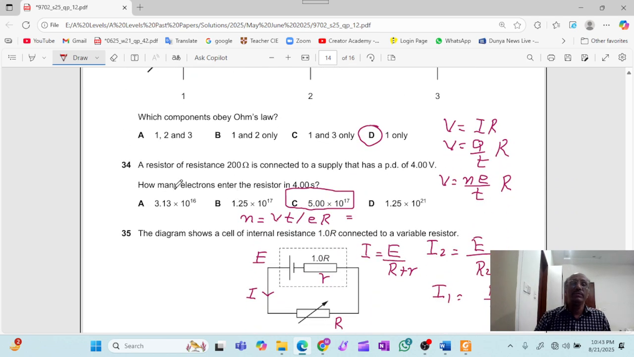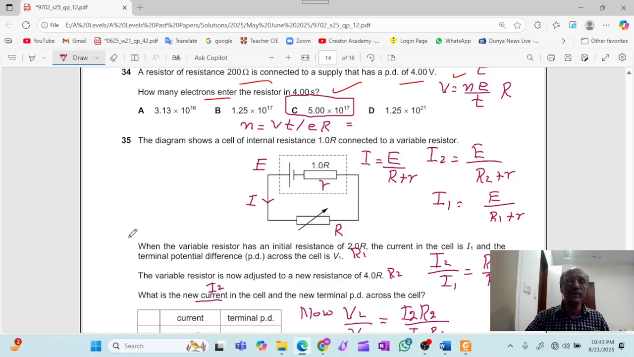Question 34: the resistance is 200 ohm. Voltage is given. How many electrons will transfer? V equals IR, I equals Q by T, and Q equals V times T over R. So you will apply the formula and you will get the number of particles. You have to make the formula by using V equals IR, then I equals Q by T, then Q equals Ne over T.